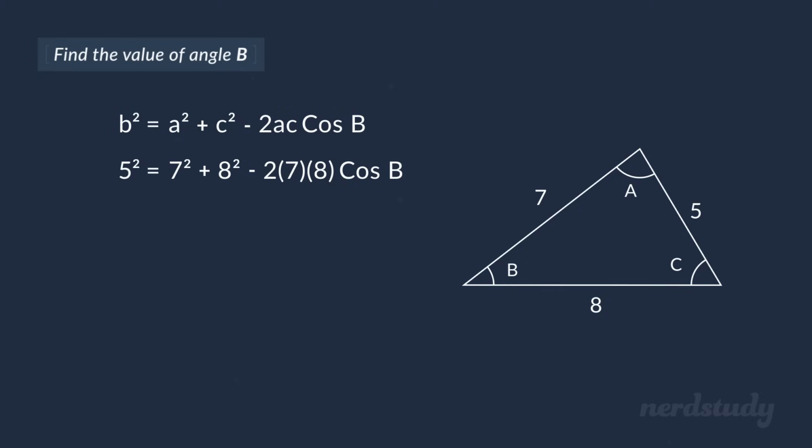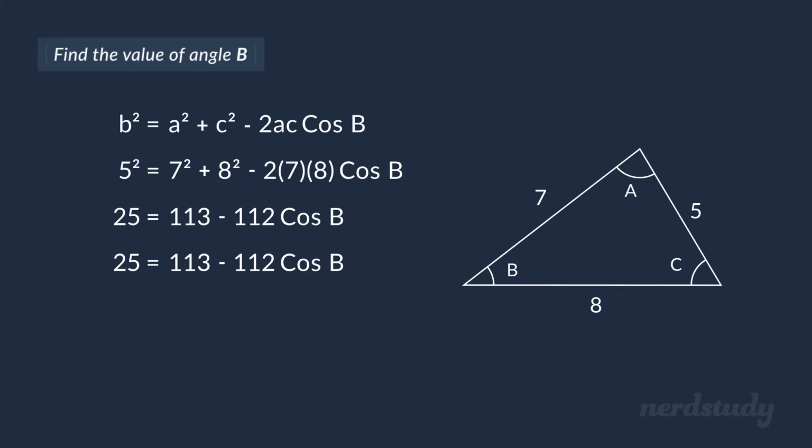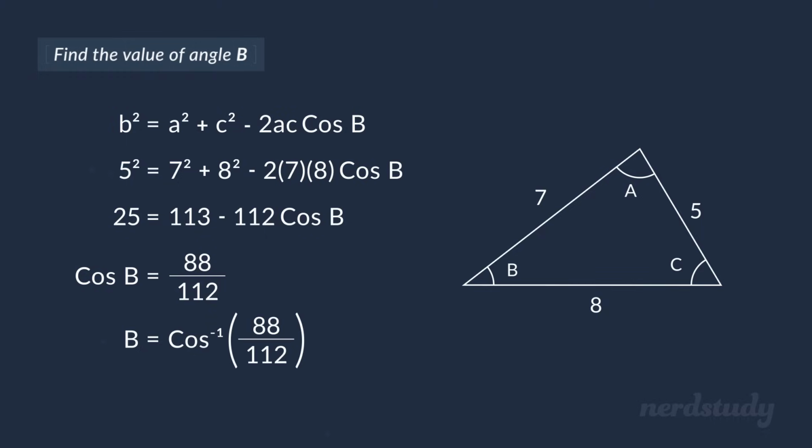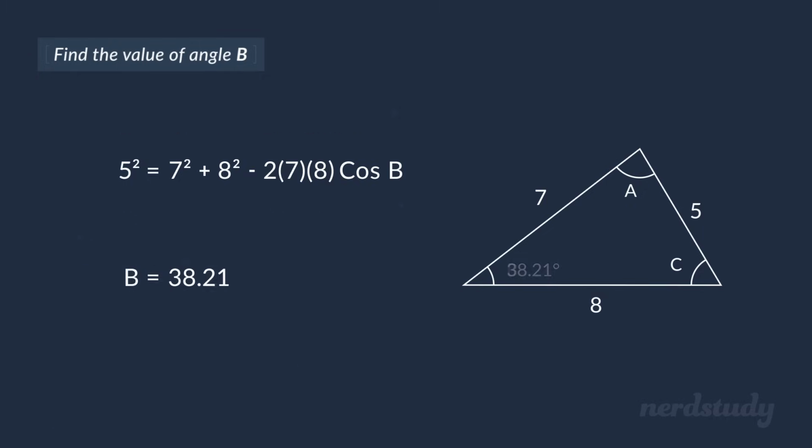So let's simplify this to get the following, and add 49 and 64 to get 113. Add negative 113 to both sides, and divide both sides by negative 112. So this gives us cosine of B equals 88 over 112. All we need to do now to get the value of angle B is to take the inverse cosine of 88 over 112. And we get the angle B equals roughly 38.56 degrees. So there's our answer.